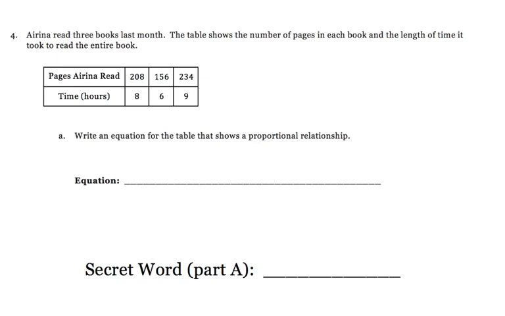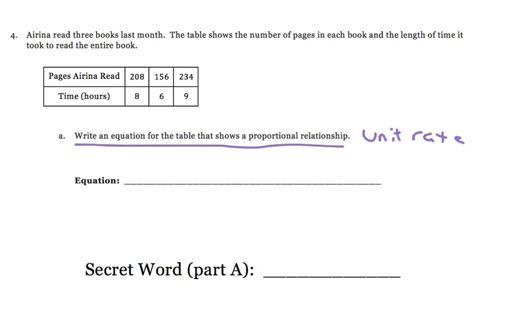All right, and last one for part A. Irina read 3 books last month. The table shows the number of pages in each book and the length of time it took to read the entire book. All right, so it's asking us to write an equation, and to do that we're going to have to find the unit rate. And notice that the table's a little tricky because we don't know how much Irina reads per hour.